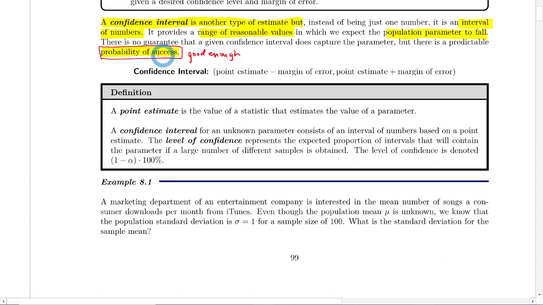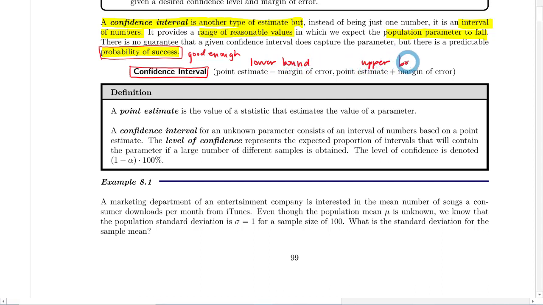So that means that if the probability of success is good enough, then we can be that much confident. If our probability of success was 90%, then we would say we are 90% confident that the population parameter falls within this range of reasonable values. So when we talk about a confidence interval, we have to have a lower bound, and then we have to have an upper bound.